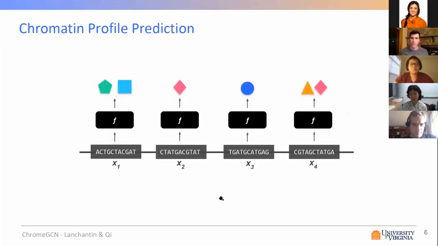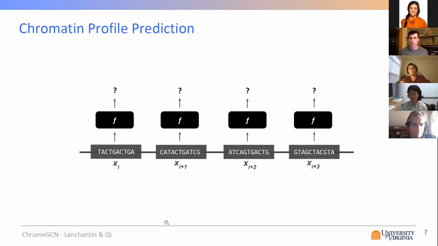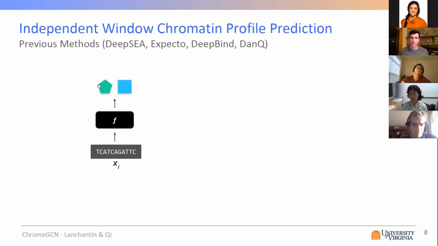So epigenetic state prediction is then the process of taking DNA sequence windows as input and outputting the active chromatin elements at those windows using some model F. So given some new DNA windows, the model hopefully will be able to accurately predict the chromatin elements at each of those windows.